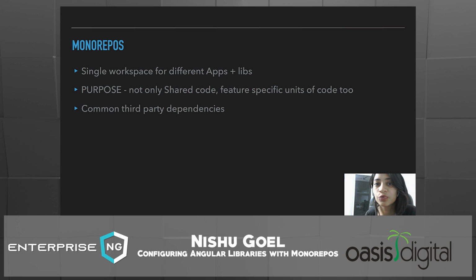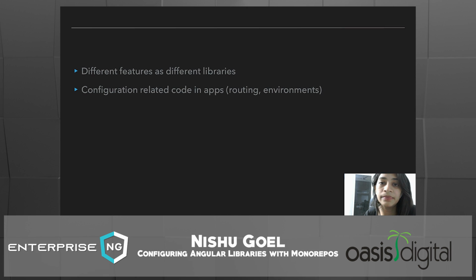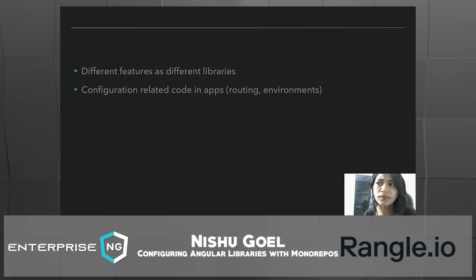So now that we have an idea about what monorepos are, let's look at what NX basically helps us to do. It says that different features can be different libraries, which we just talked about, and that most of the code inside a workspace should be inside different libraries for different features, and any code that is related to the configuration of the environment, or routing related, your router config or any routing related environment keys or information like that, could be put inside the apps folder. So we just keep the apps folder for the configuration related stuff.